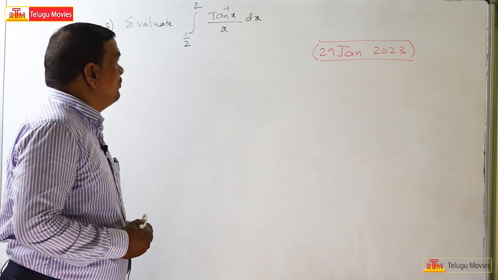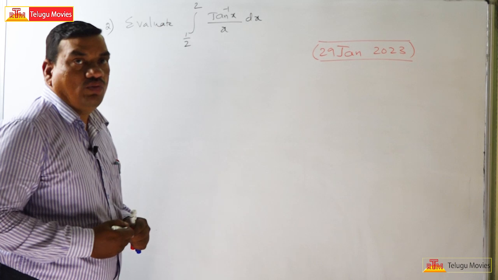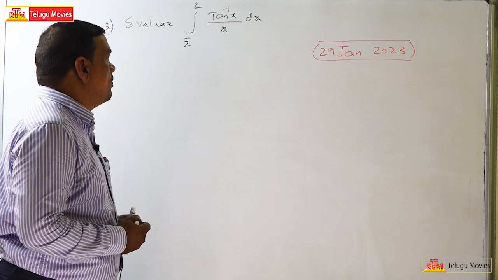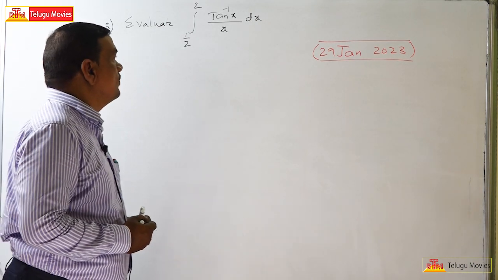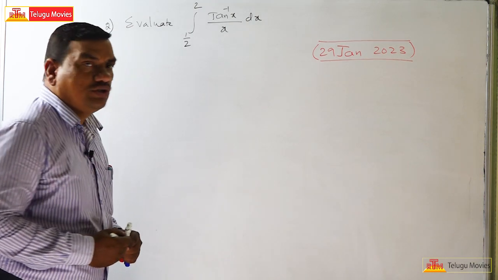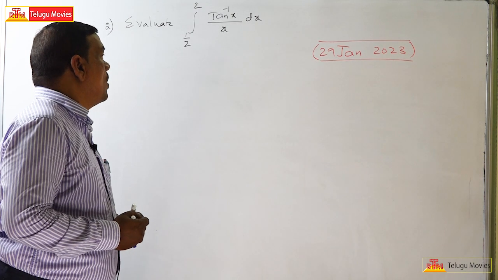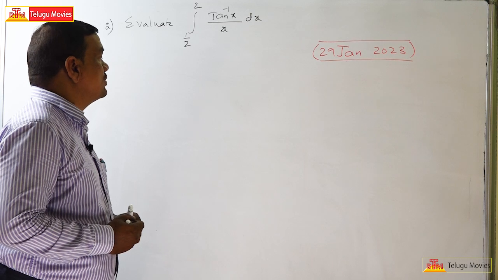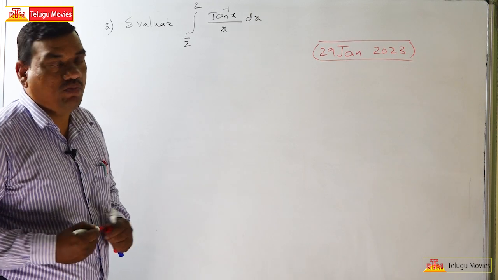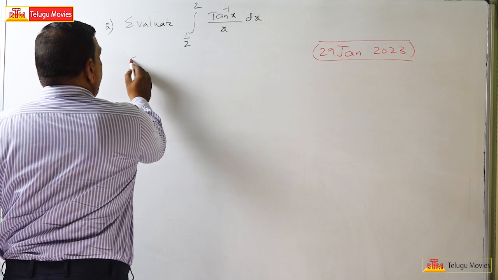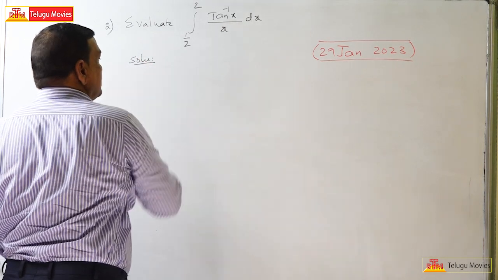Hi students, welcome to this problem. It is also one of the JEE Main problems. How to do this problem? Let us see here. The problem is the integral from 1 by 2 to 2 of tan inverse of x dx is equal to how much? This type of problem can be done like this.